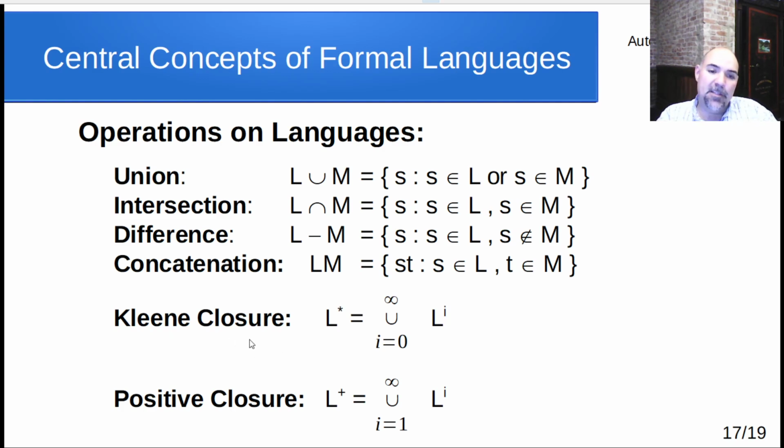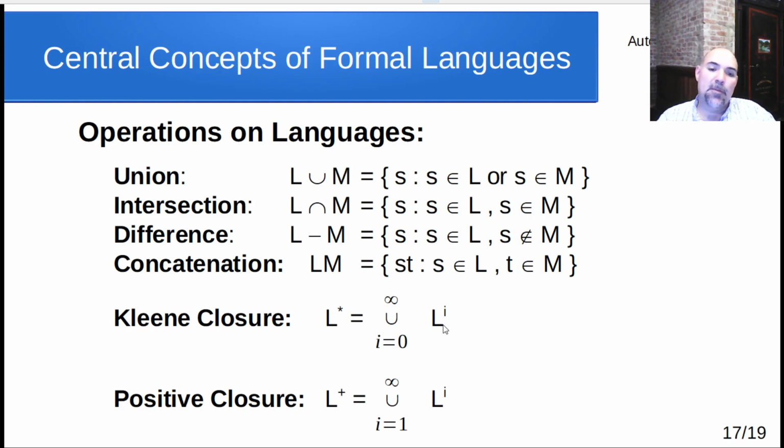Then we have the Kleene closure and positive closure again, but performed on a language instead of an alphabet. Basically we say language star is the same as the union of all of those from 0 to infinity. In other words, that set of strings concatenated with itself that many times.